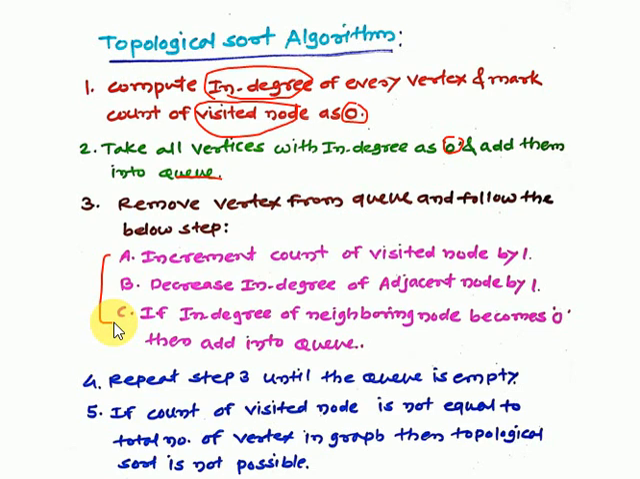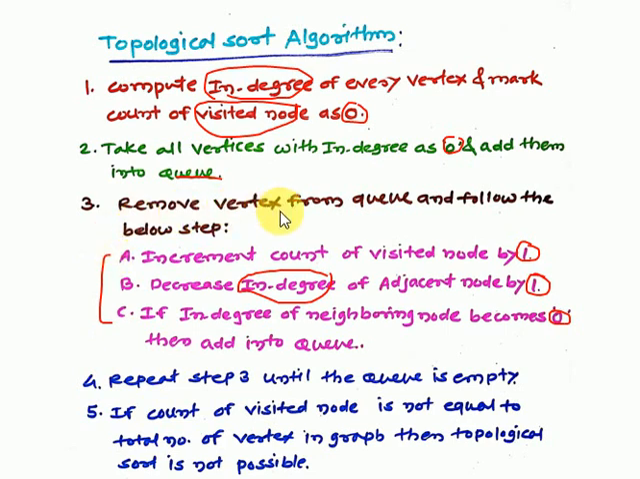First, let's remove the first vertex from the queue. I will increment the visited node count by 1, so I mark the visited as 1. I'll decrease the in degree of the adjacent nodes of the node which I visited by 1. If the in degree of a neighboring node becomes 0 after decrementing by 1, I will add that node into the queue. Then again I'll repeat the process.